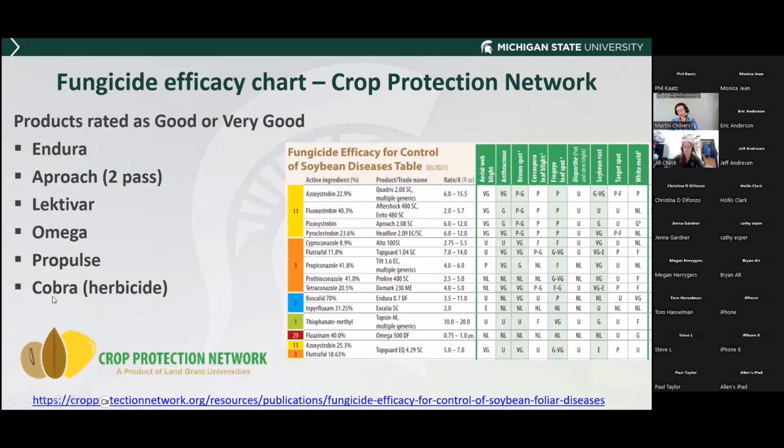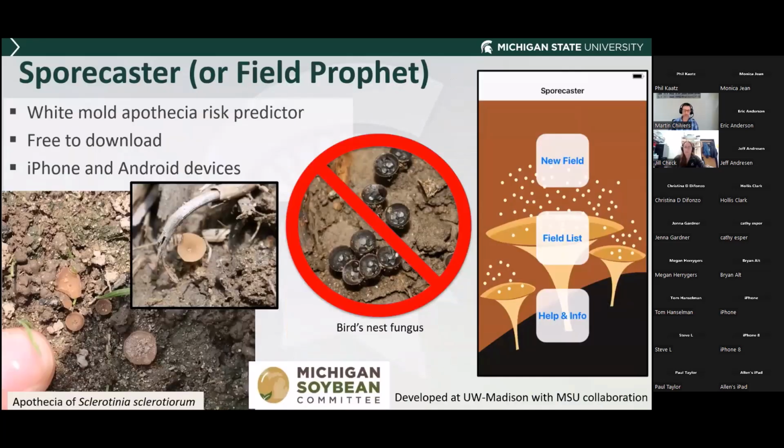And the other thing that I didn't get into a lot today is Cobra, the herbicide. We find that applied at late vegetative stages to be often just as good as Endura under very heavy white mold conditions. And we have plenty of data to support those statements. I'll switch over now to Jill and let her talk about Sporecaster.